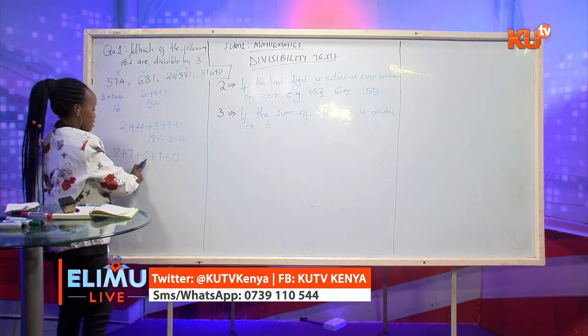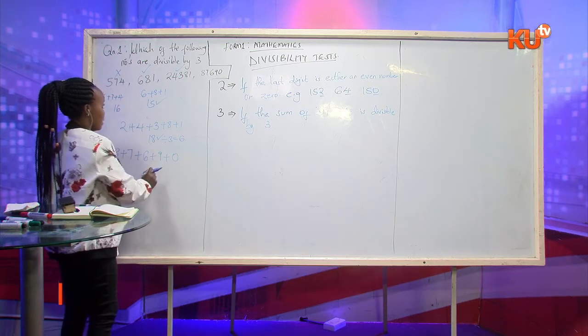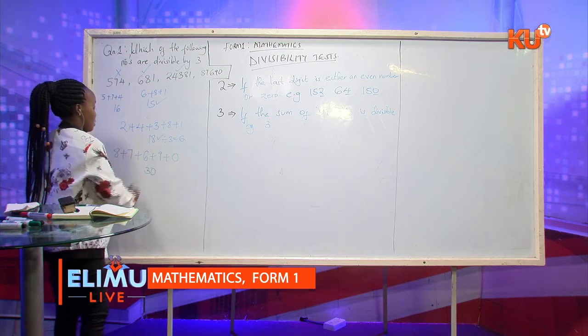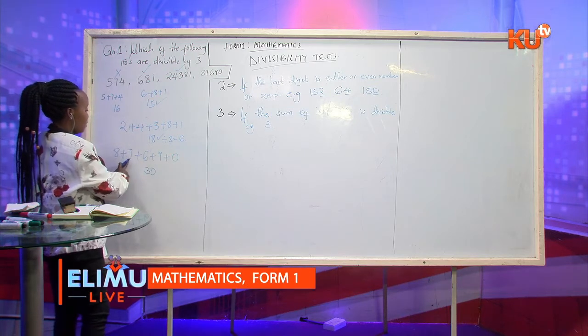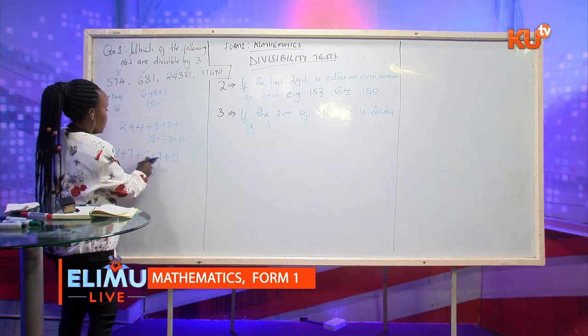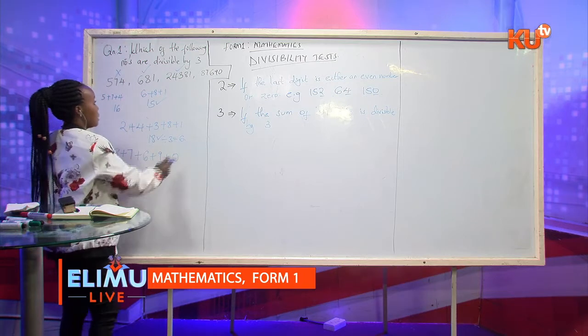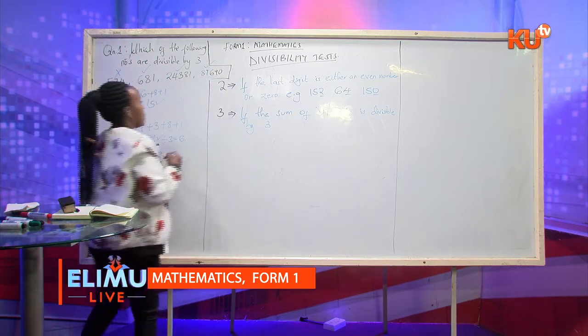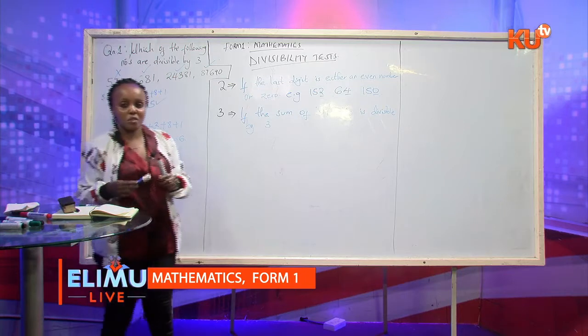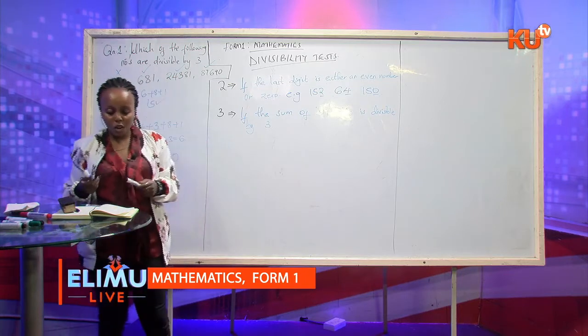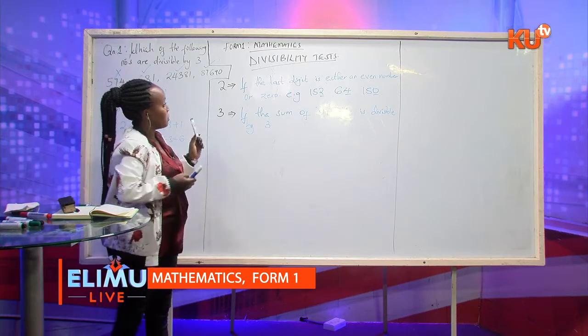15 plus 6, this is 21. 21 plus 9, this is 30. So we have the sum there: 15, 21, 30. So 30 is divisible by 3. Therefore, our number 87,690 is also divisible by 3. So that is how we know that these numbers are divisible by 3.